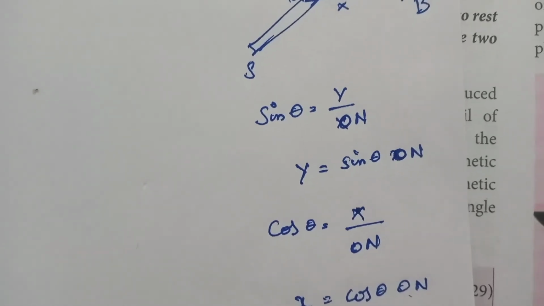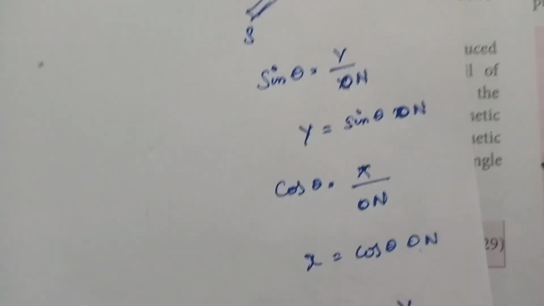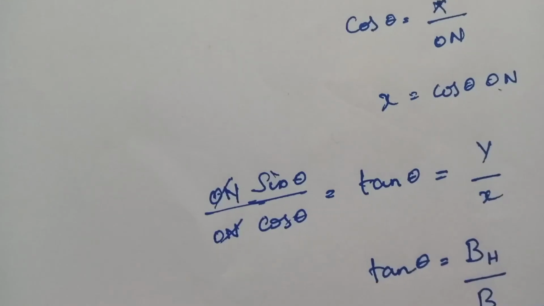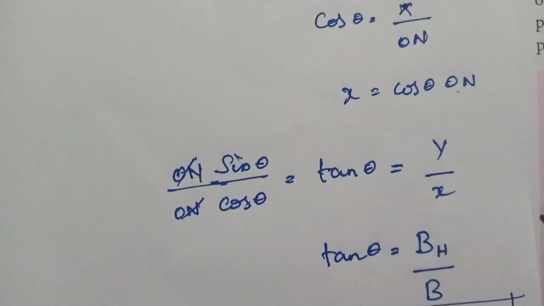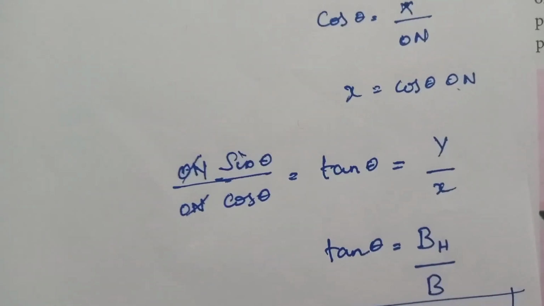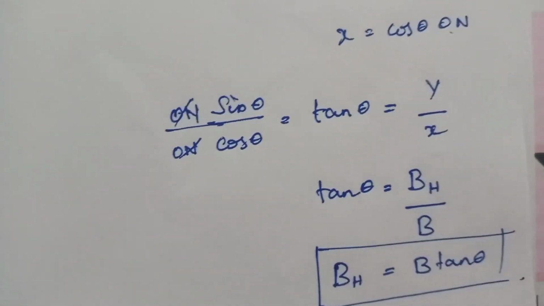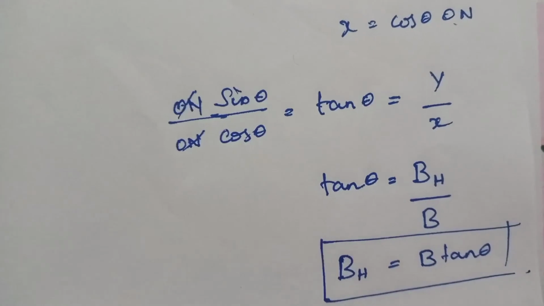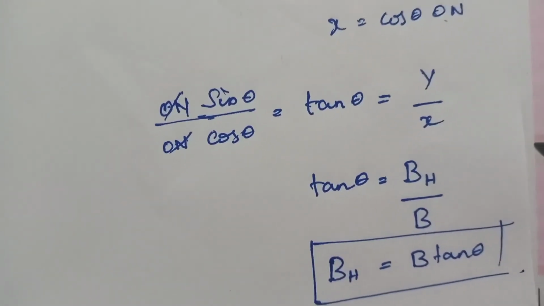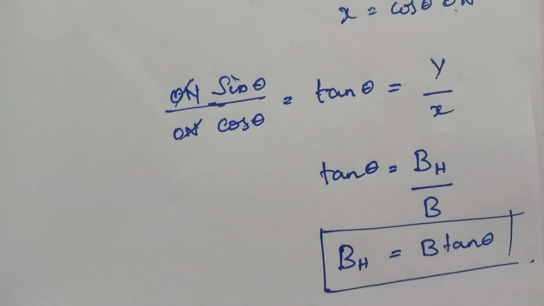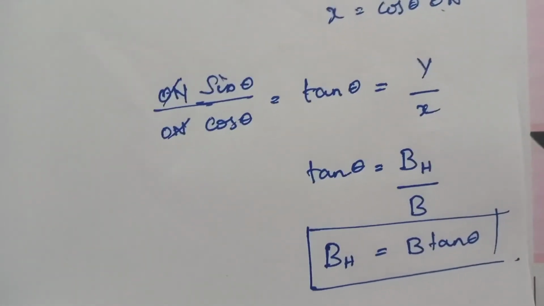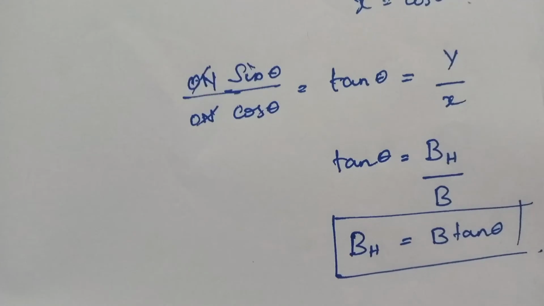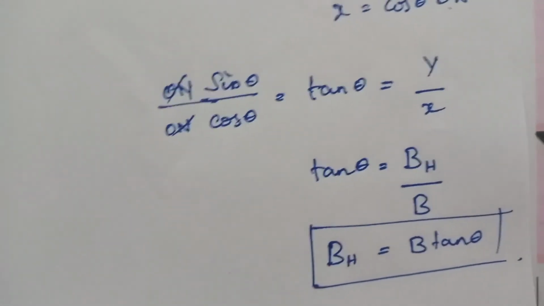So that is sin theta by cos theta. So your value is ON sin theta divided by ON cos theta, which is equal to sin by cos, tan theta, which is equal to y by x. So here we take the y value as the BH value, that is the horizontal Earth's magnetic field, divided by the current's magnetic field. So finally BH is equal to B tan theta. So this law is considered as the tangent law.